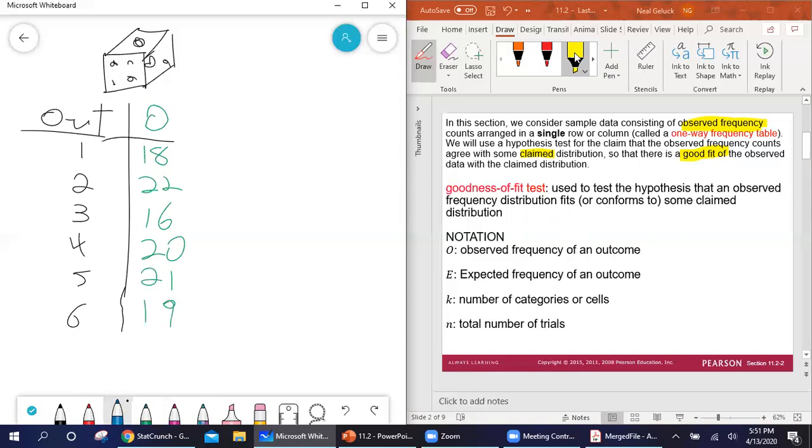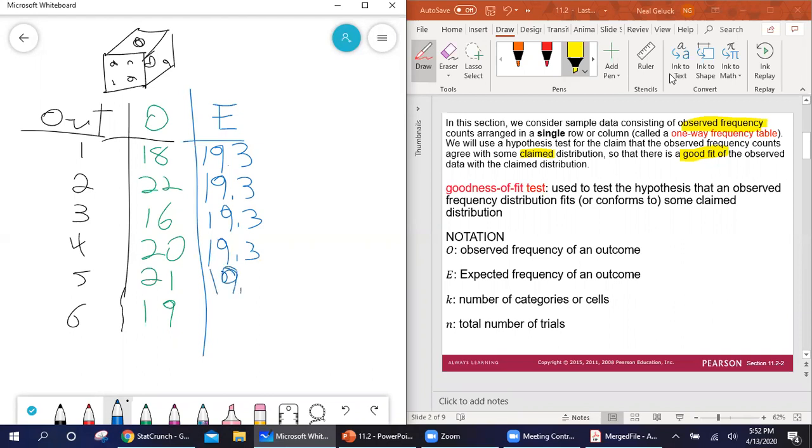Now, we would expect the outcomes to pretty much be equal. We're assuming that it's a fair die. We would expect the outcomes to be equal, which on this problem would actually be, and I'll explain how to do this in a sec, it would be 19.3 each time. That would be the expected number it landed on each one. And again, I'll explain a little later in the notes how I arrived at this number.